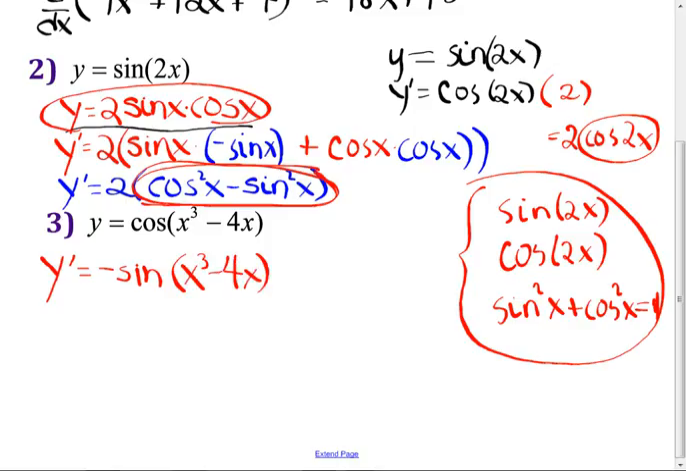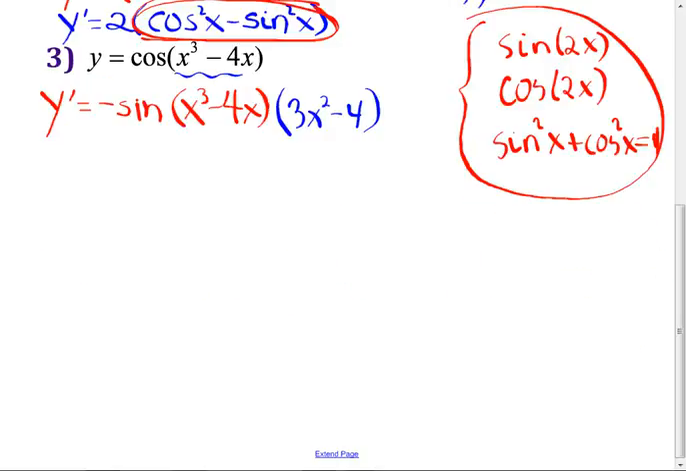And then you go to the next function and you take its derivative. So what's the derivative of x cubed minus 4x? 3x squared minus 4. I prefer to write this 3x squared minus 4 out in front, just so I don't think it's multiplying times that angle, because it's not.